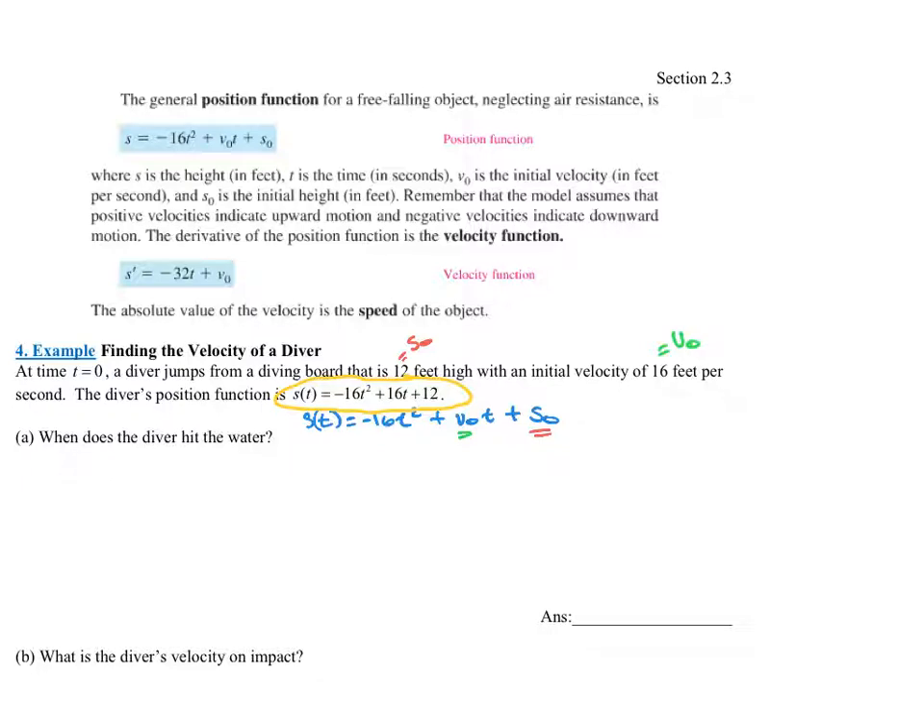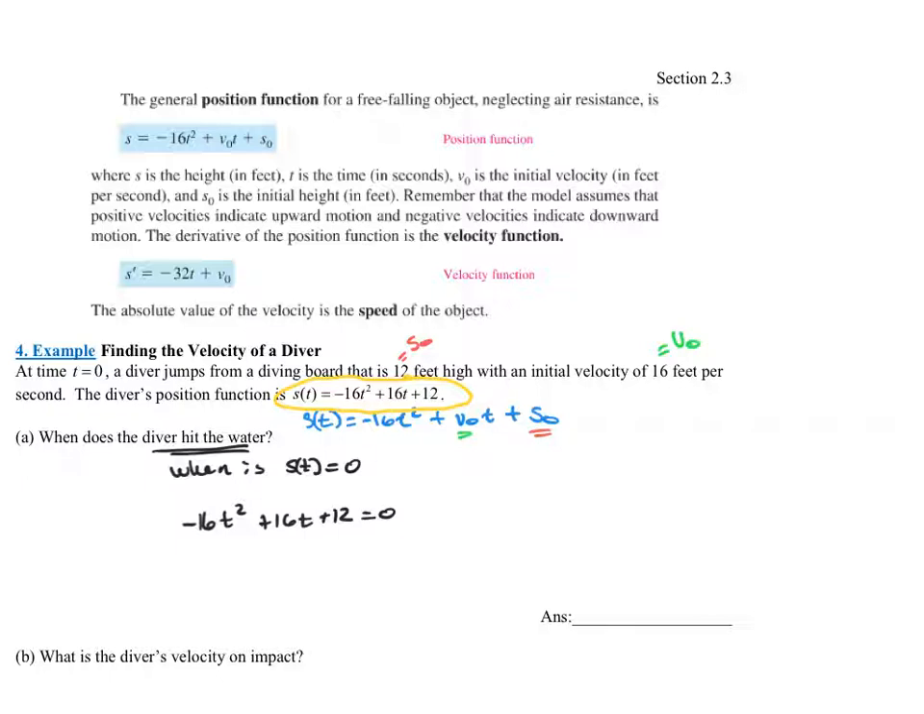So the next question says, when does the diver hit the water? Well, we need to be able to interpret that. Think about the height. s is the height here, the position. So it says when is s of t, when is the height, equal to 0? Well, this has nothing to do with calculus. This is actually an algebra equation. Let's take the equation of s of t, which is negative 16t squared plus 16t plus 12. Let's set that equal to 0 and solve.